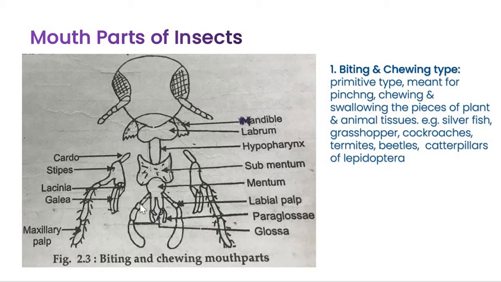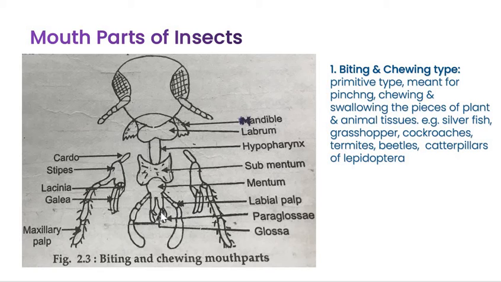Now, in between the labial palps lies the ligula, which is made up of two paraglossae and two glossae. This is the ligula, made up of a paired structure of glossae and paraglossae. The ligula helps in pushing the food material into the pharynx.